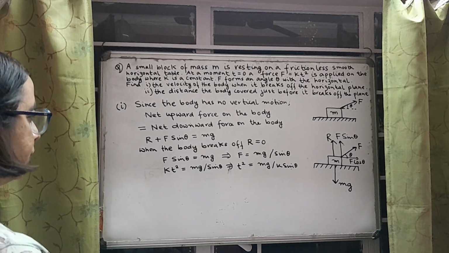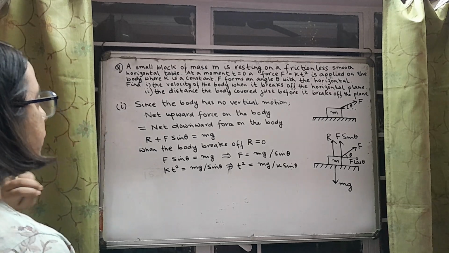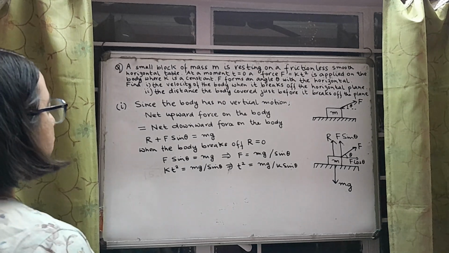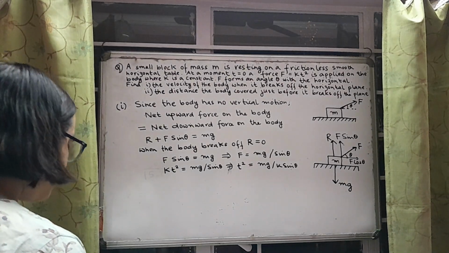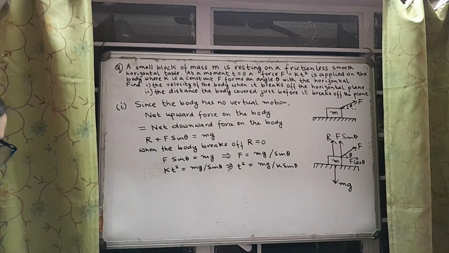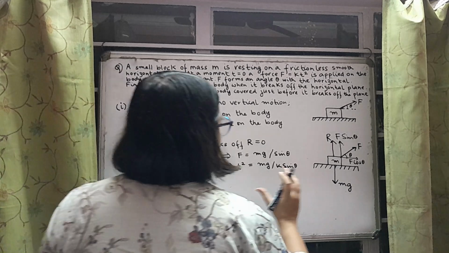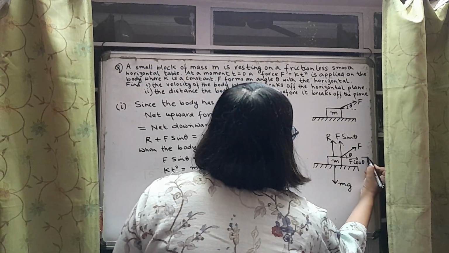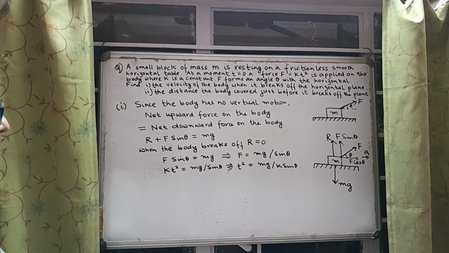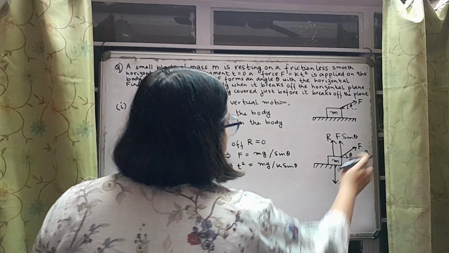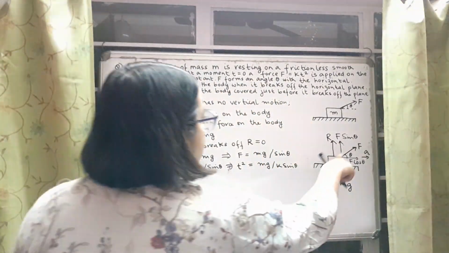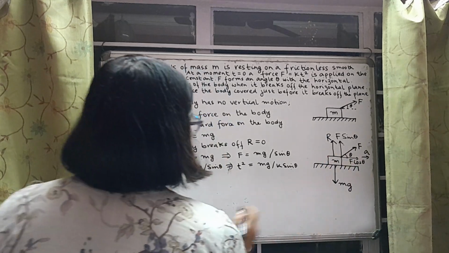Now what do I have to find? I have to find the velocity when the body breaks off the horizontal plane. So suppose the body is moving with an acceleration a in this direction just before it breaks off. So who is supplying this acceleration? The horizontal component of the force. This horizontal component is applying this acceleration.